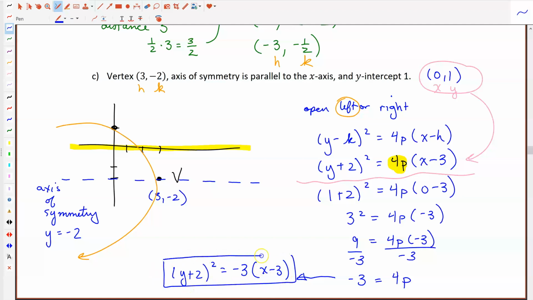And it makes sense that that value should be negative because this parabola is going to be opening up to the left. Alright, so that concludes our analysis of the parabola.